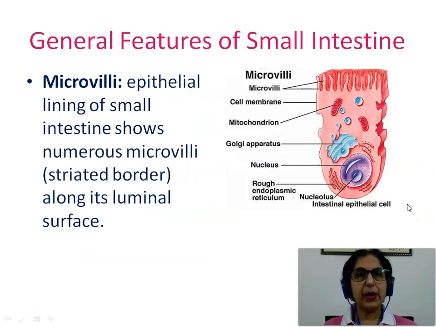Next we see microvilli. Epithelial lining of small intestine shows numerous microvilli, giving rise to the striated border along its luminal surface. What we see here is a diagram of a cell which is seen lining the small intestine, and the luminal surface shows number of microvilli, and this is what gives rise to the striated border-like appearance.